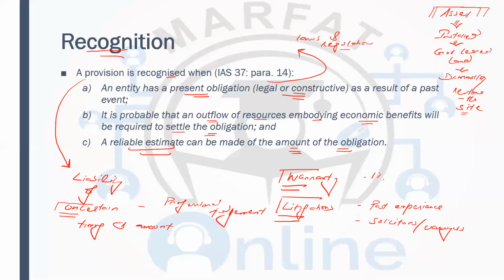Now, an entity has a present obligation as a result of a past event. It is probable. Probable means that there is more than 50% chance, so 50 to 95% chance. Because if you go more than 95%, then that becomes virtually certain. So more than 95% means virtually certain.